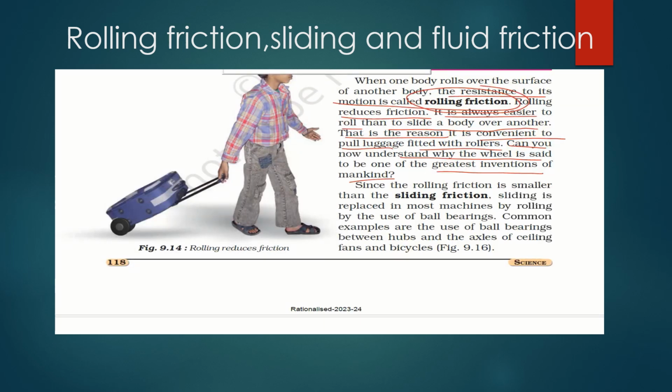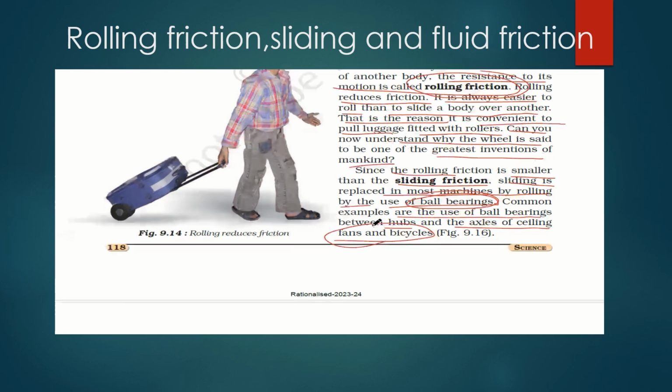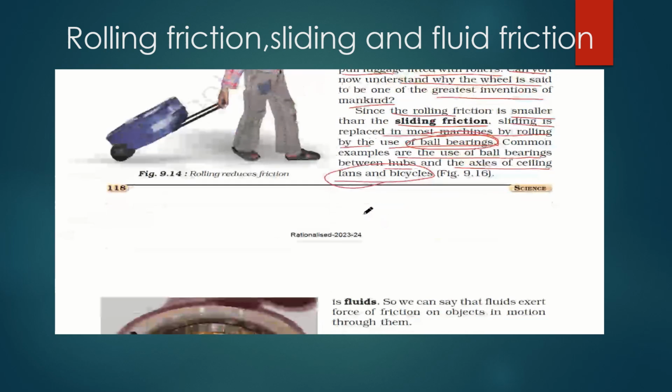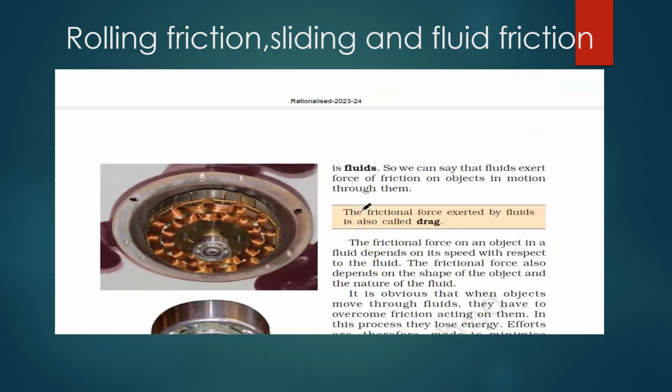Now, since rolling friction is smaller, it is also compared with sliding friction. So sliding is replaced in most machines by rolling through the use of ball bearings. Common examples are ball bearings between the hubs and the axles of ceiling fans and bicycles. Ball bearings are used in ceiling fans as well as bicycles to reduce friction.